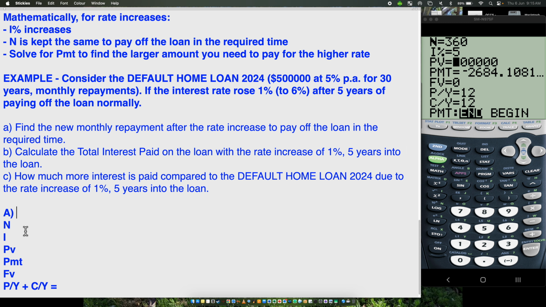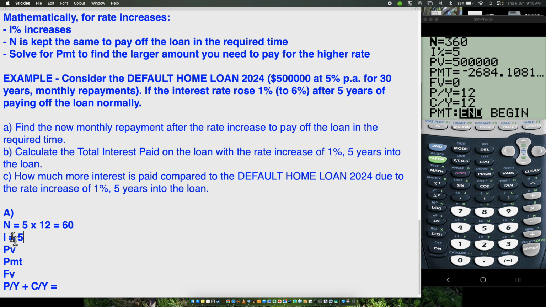So to answer A, I need to work out how much do I still owe the bank after paying for 5 years of the loan normally. So what's 5 years worth of monthly repayments? How many N is that? 5 times by? How many months in a year? 12. So N is going to be 5 times by 12, which is 60.